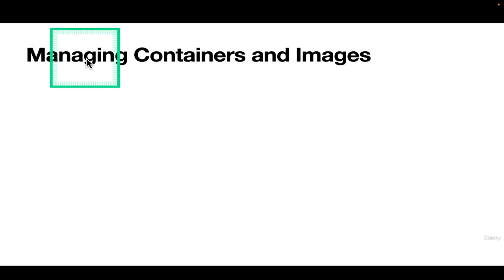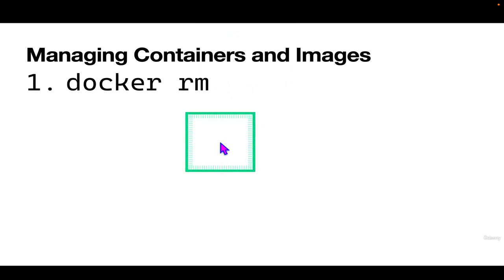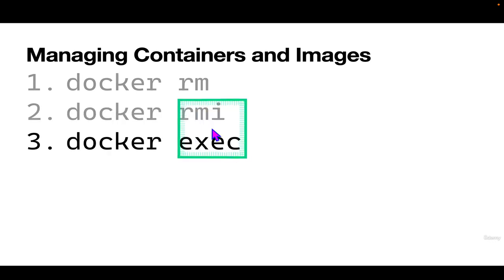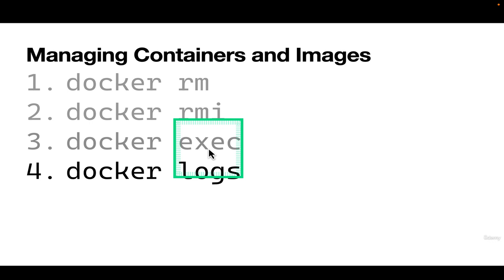Next, related to managing containers and images, Docker rm deletes a stopped container, freeing up system resources. Docker rmi removes a Docker image from the local system, freeing up storage space. Docker exec runs a specified command inside a running container, useful for debugging, interacting with applications, or managing the container's environment. Docker logs shows the logs of a container, helpful for troubleshooting or monitoring activity.